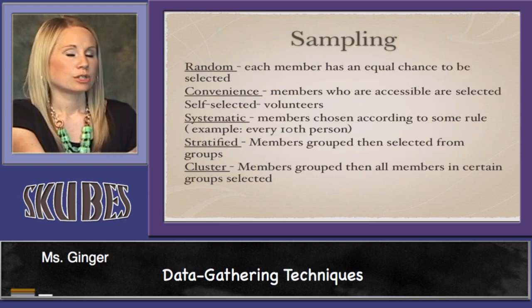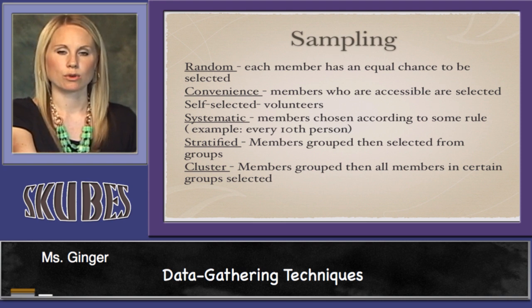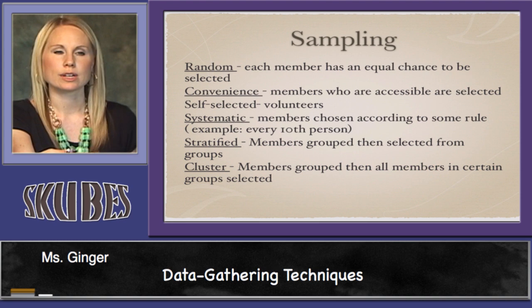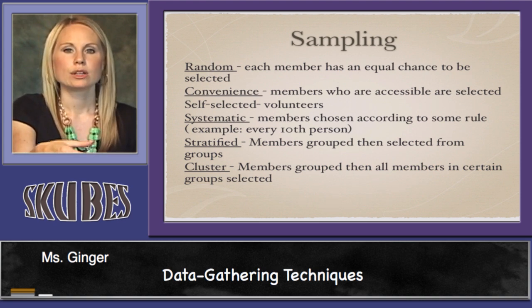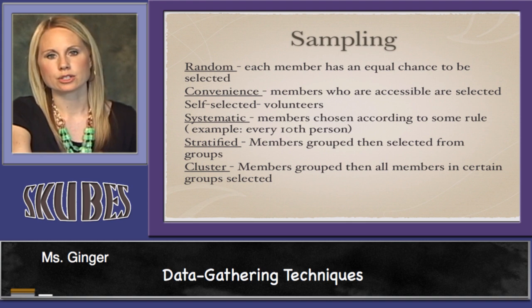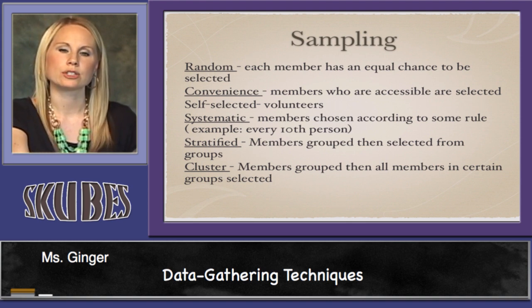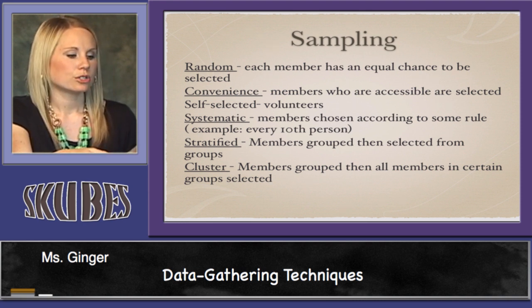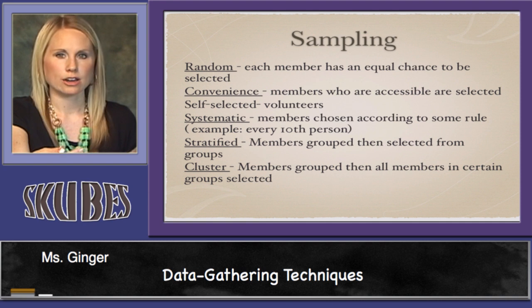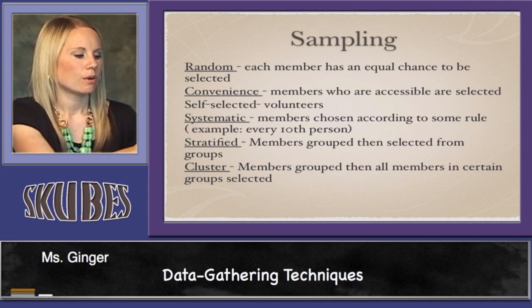Okay, so we talked about making our sample that we are gathering data for representative of our population, because the purpose of data gathering is using information we get from a sample to make predictions about our population, so that we don't have to actually go ask every single person in the population the question that we're trying to find out about.